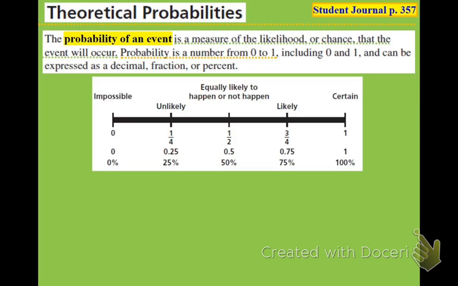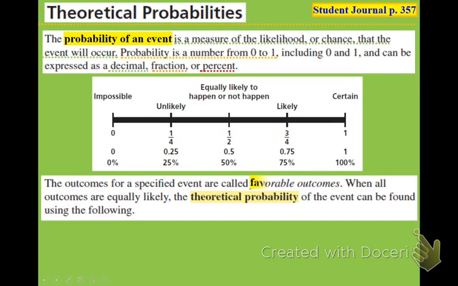So theoretical probability, the official definition is going to pop up at the bottom whenever it is done. Here we go. The outcomes for a specified event are called favorable outcomes. When all outcomes are equally likely, the theoretical probability of the event can be found by using the following.